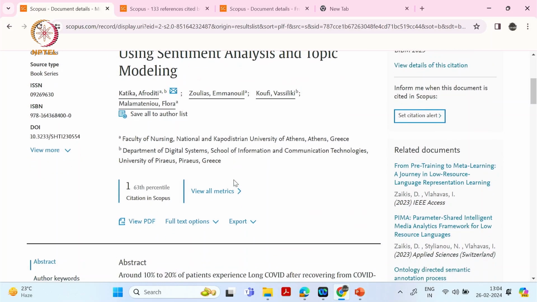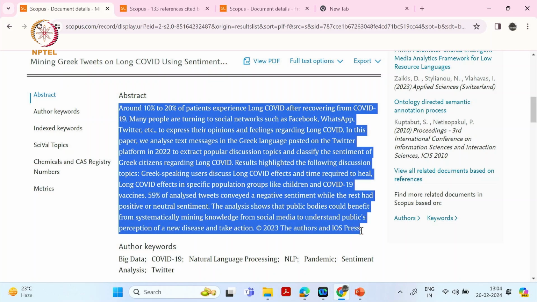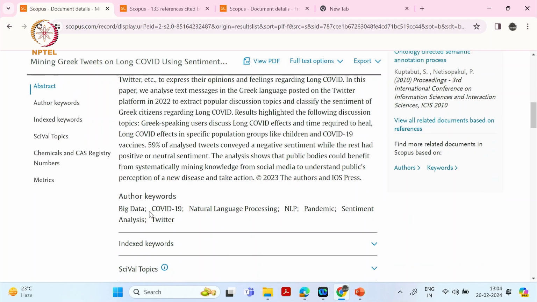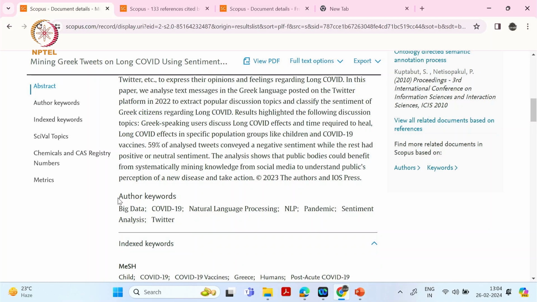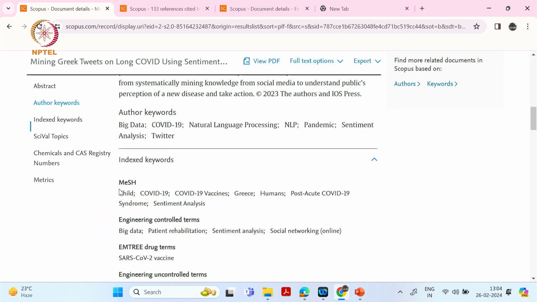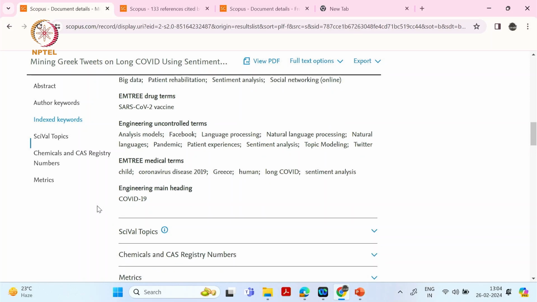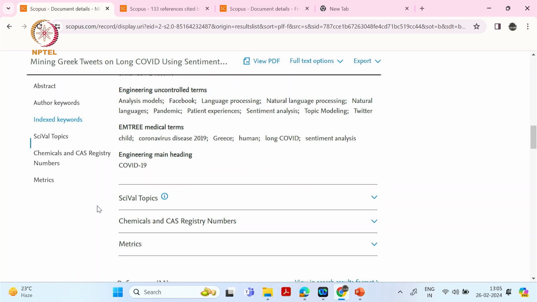Then we have the words in the abstract. Then we have the words in author keywords. Author keywords are the keywords provided by the authors during the submission of the publication. And then we have index keywords, based on MeSH, Medical Subject Headings, or maybe engineering controlled terms. There are different indexing terms. And then we have the words in full text.